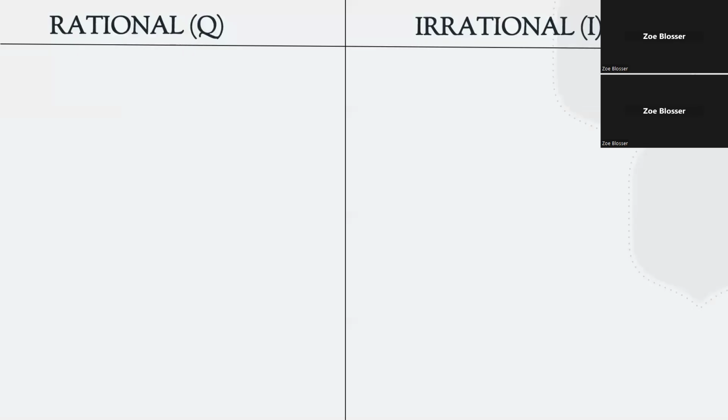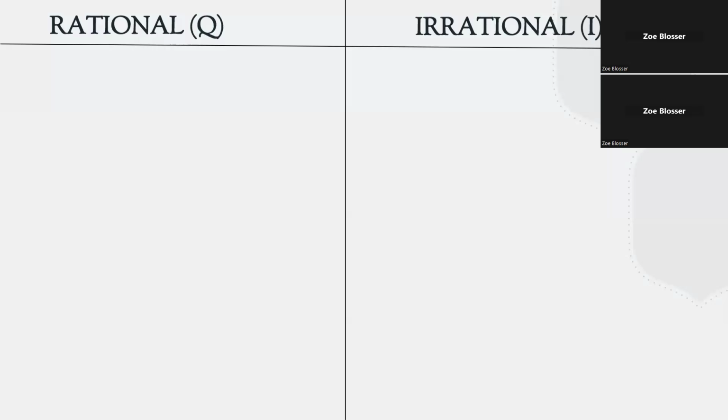This video is going to talk through the difference between rational and irrational numbers. The letter Q represents rational numbers, because the letter R represents real numbers, which is all of the numbers that we know of. And then irrational is represented by I because of irrational. So there's a couple differences between rational and irrational numbers. Please take note of these differences.